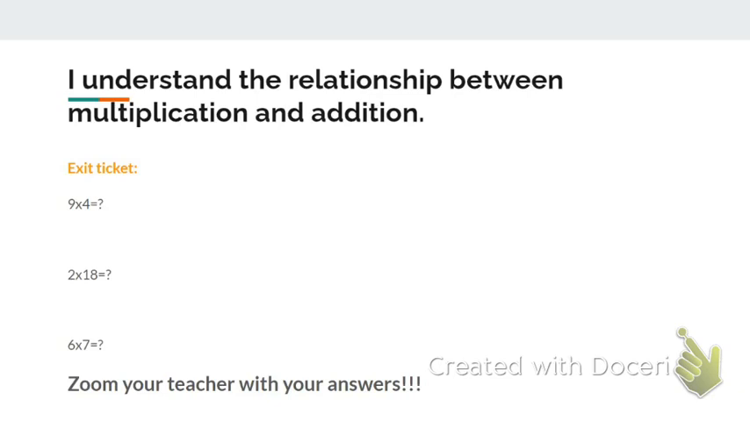Now, here's your exit ticket. So you're going to use addition to solve these multiplication problems. And when you're doing that, you're working and changing your understanding of how multiplication and addition are related. Okay? So you're going to do these 3 problems, and then when you are done, you are going to Zoom your teacher with your answers. And remember, that was part of my success criteria. So if I don't Zoom my teacher, they're going to assume that I wasn't successful today. So make sure that you Zoom us, okay?